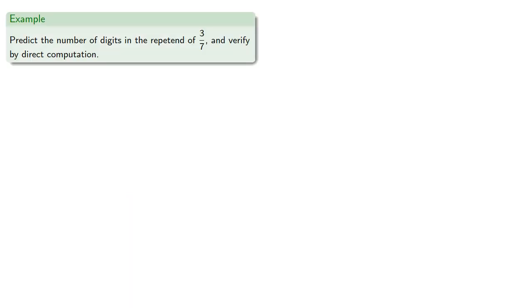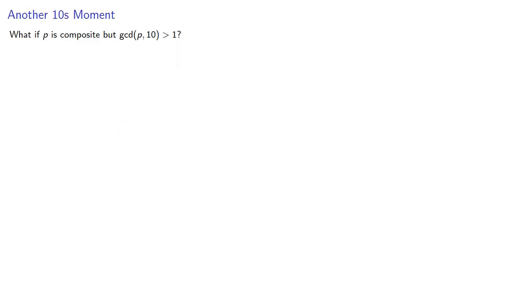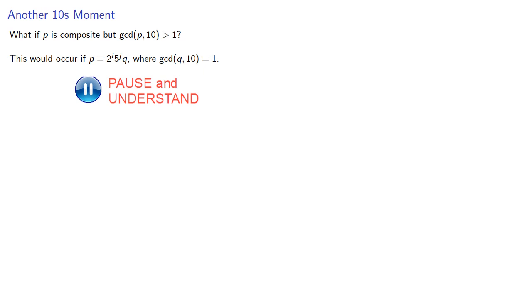So let's try and predict the number of digits in the repetend of 3/7 and verify by direct computation. So we see that 10 has order 6 mod 7, and so 3/7 will have a 6-digit repetend. What if p is composite, but the greatest common divisor of p and 10 is greater than 1? Well, this would occur if p has factors of 2 and 5, where the remaining factors will be relatively prime to 10.